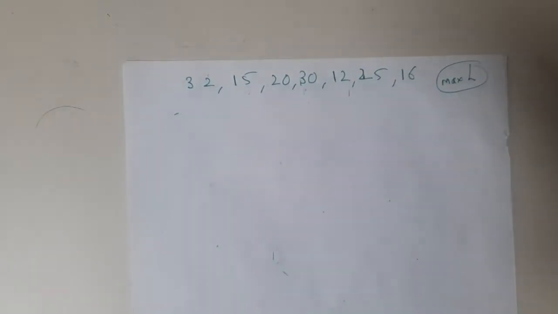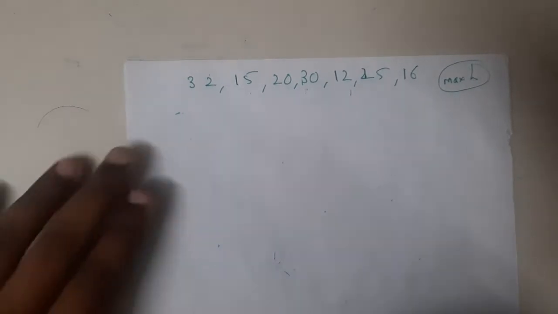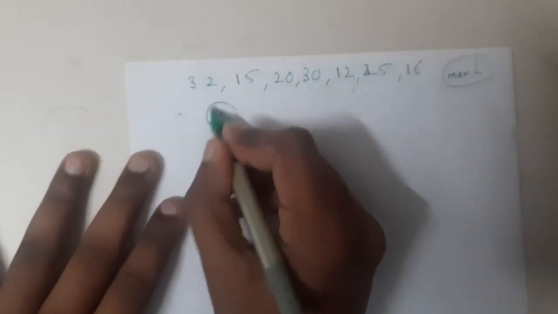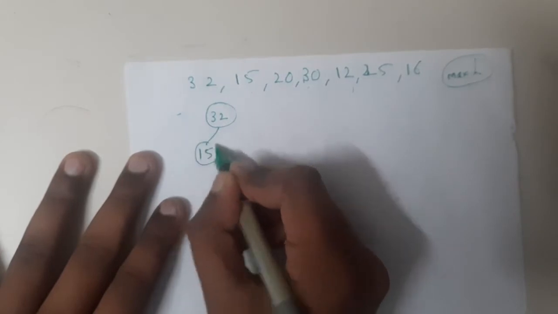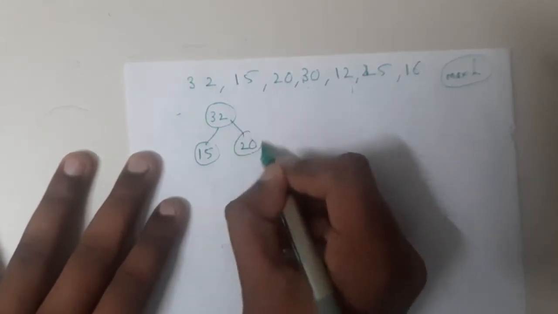What is a min heap? Min heap means you will do the opposite: you will take the lesser values. So, 32. After that insert 15, after that insert 20. Everywhere it is satisfying, perfect.